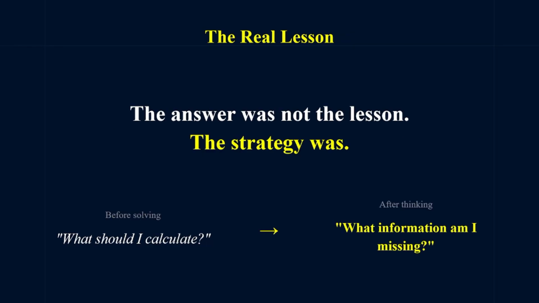The interesting part happened much earlier, the moment we stopped asking, "how do I solve this?" and started asking, "what information is missing?" That single question completely changed our strategy. Before you solve your next problem, don't ask, "what should I calculate first?" Ask, "what do I already know?" Then ask, "what information am I still missing?" Very often, that missing piece will unlock the entire problem.